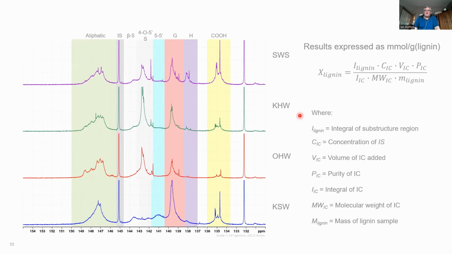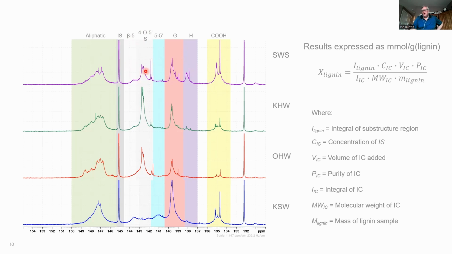So at the top here, we have a softwood lignin. The bottom three spectra are hardwood. Actually, the bottom one is a softwood lignin, and the top three are hardwood lignins. We generally integrate over very broad regions. So we have our internal standard, aliphatic, carboxylic acid, p-hydroxyphenyl, guaiacyl, and syringyl. These are different aromatic linkages. And by integrating these ranges, we get an idea of the proportions of the different groups that are in the polymer.